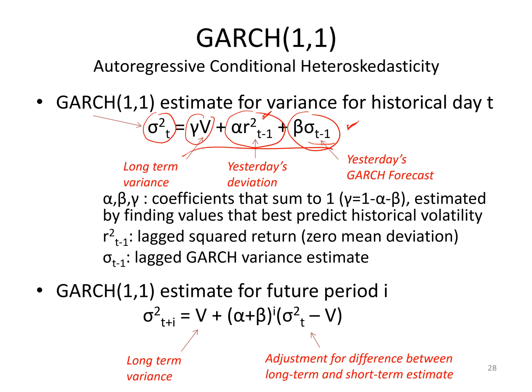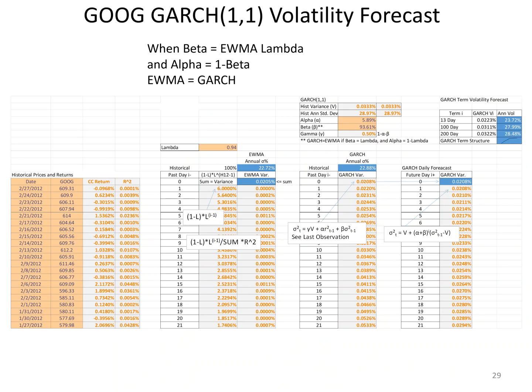Then when I forecast for tomorrow, say period t plus 1, I'm going to use my long-term average plus alpha plus beta to the i, say 1 day later, times the difference between the forecast I just estimated here and the long-term average. So what this formula does is force the GARCH volatility to approach the long-term average. Let's go ahead and take a look at our spreadsheet.